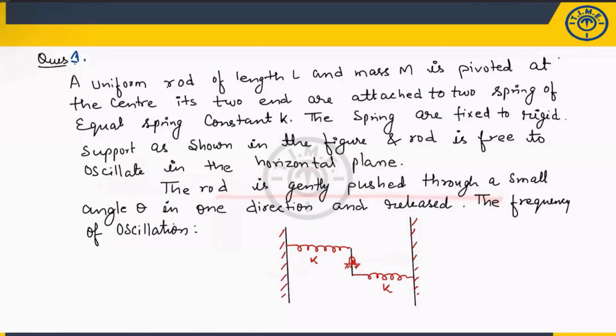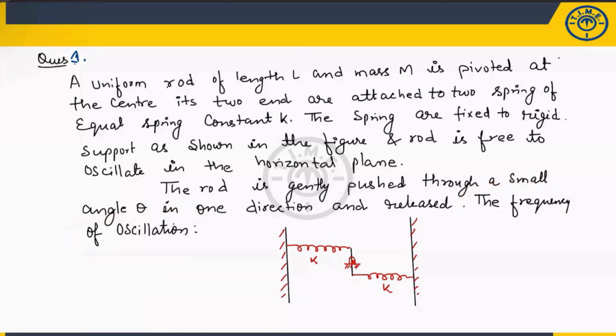Once you push the rod in this direction by a small angle theta, and once you release, what will this rod do? It will oscillate. And that is the meaning of natural vibration. You are giving some initial displacement, then the rod will oscillate like this. So you have to calculate what will be the frequency of oscillation.